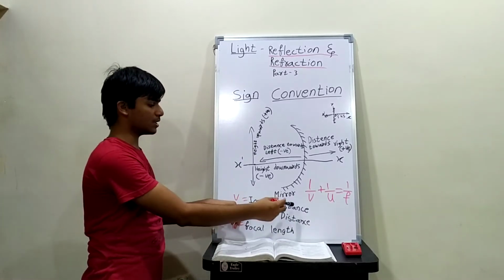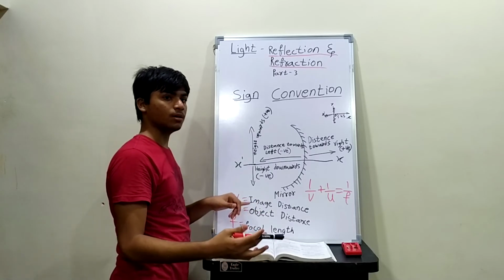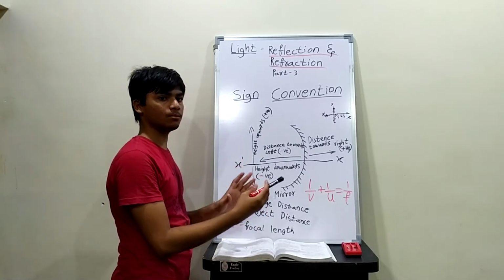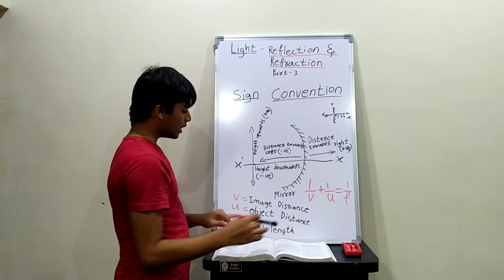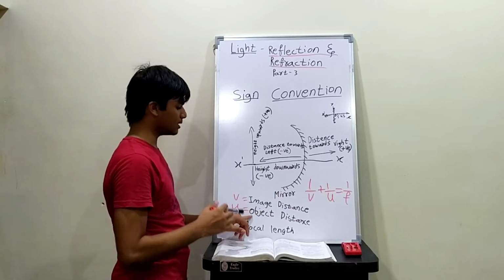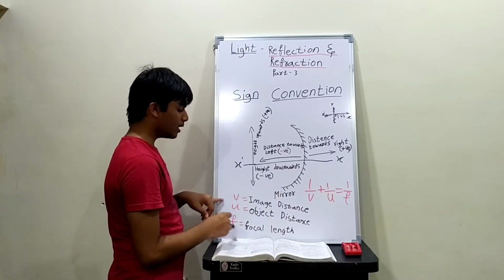Image distance is how far the image is formed from the mirror. When you calculate the distance from the mirror, how far the image is formed, and how far the object is kept, that is object distance denoted by u, and focal length.